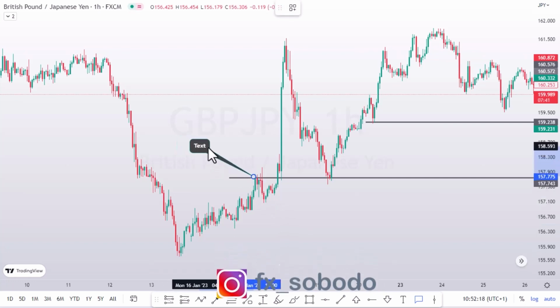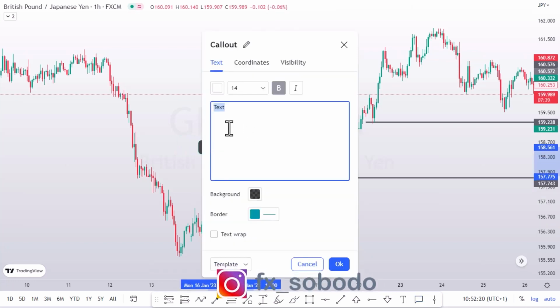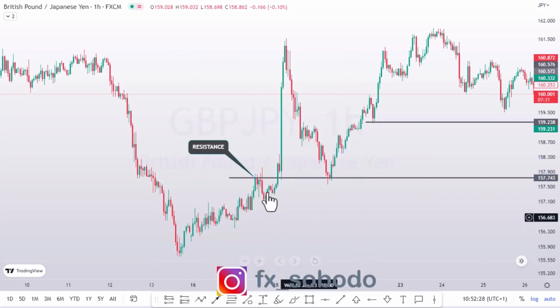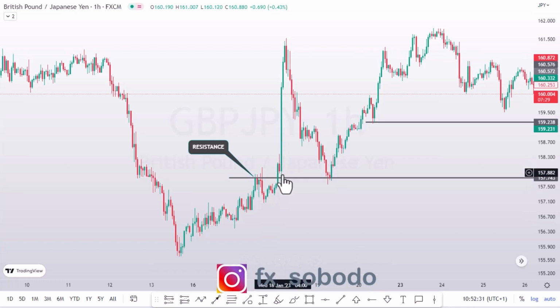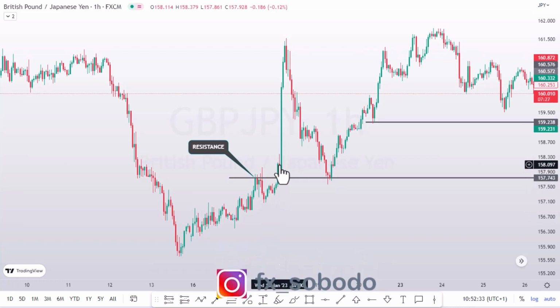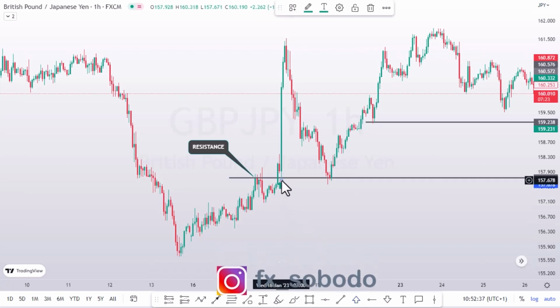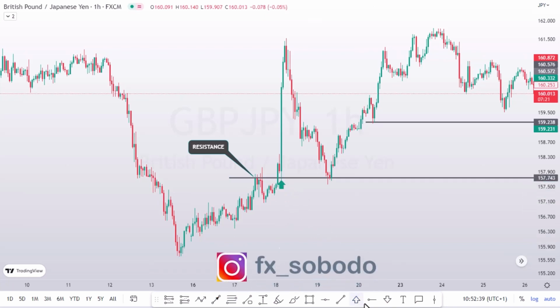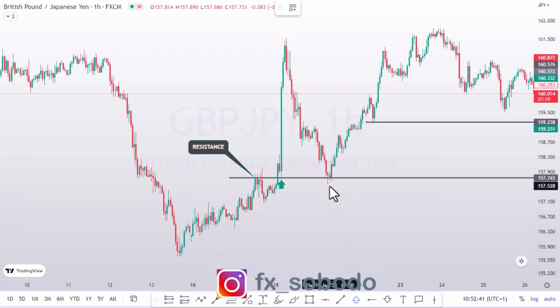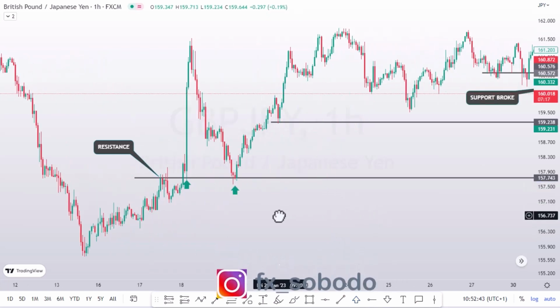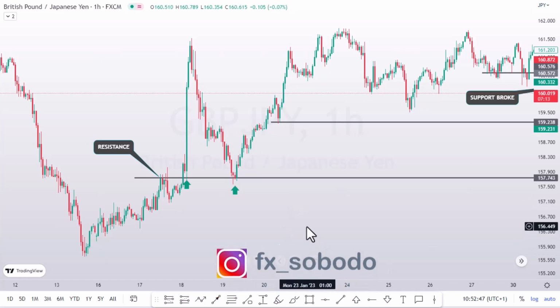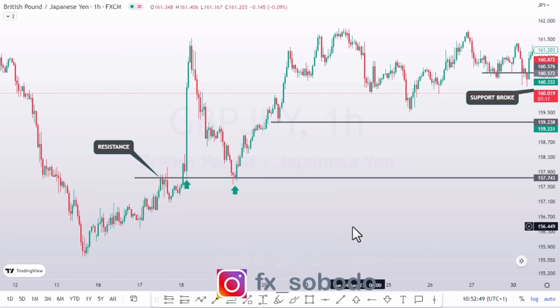This is our resistance level. It got broken. Retest. It came to retest at that level. This is a buy opportunity. You see, the second time it came again. Guys, this strategy works best. Go and backtest and see for yourself, guys.